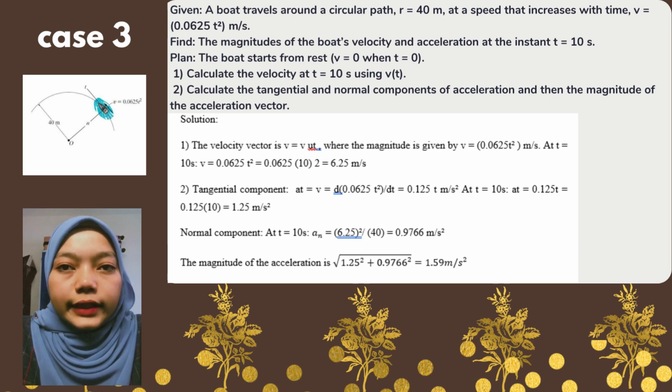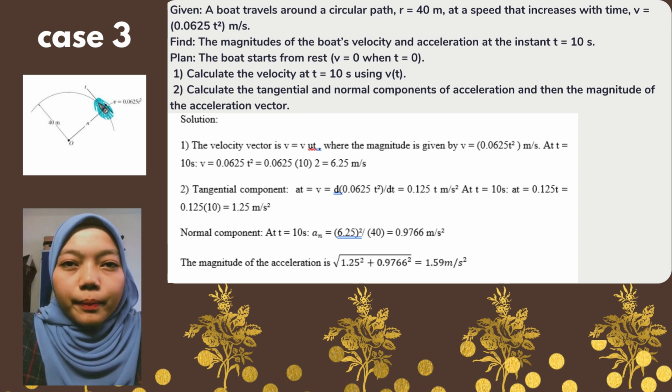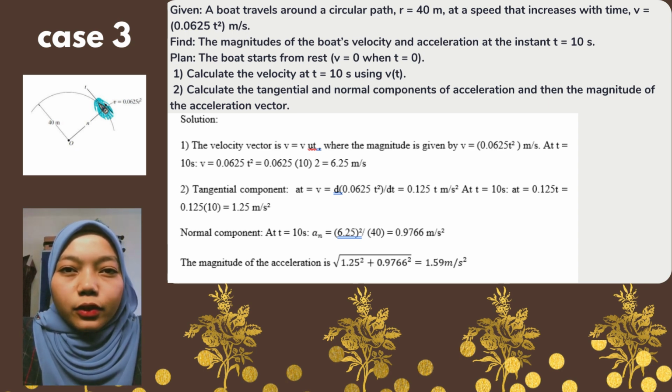So the solution is: the velocity vector is v = v ut, where the magnitude is given by v = 0.0625 t² m/s. At t = 10 seconds, v = 0.0625 × 10² = 6.25 m/s.